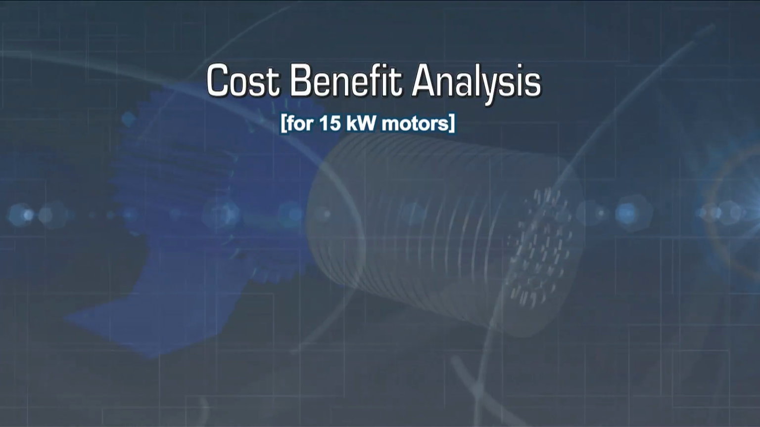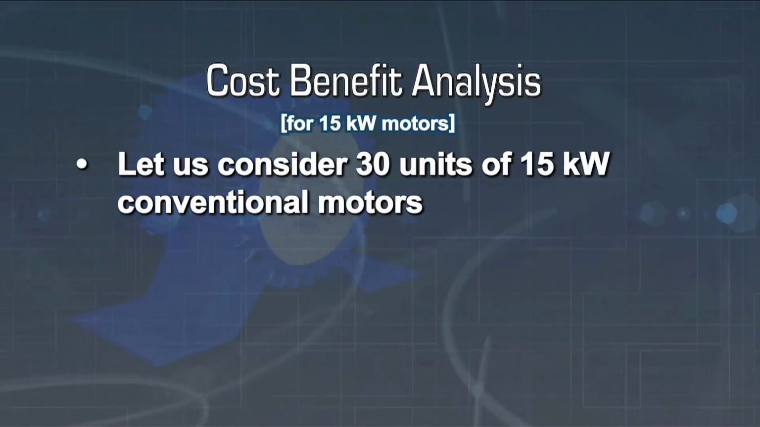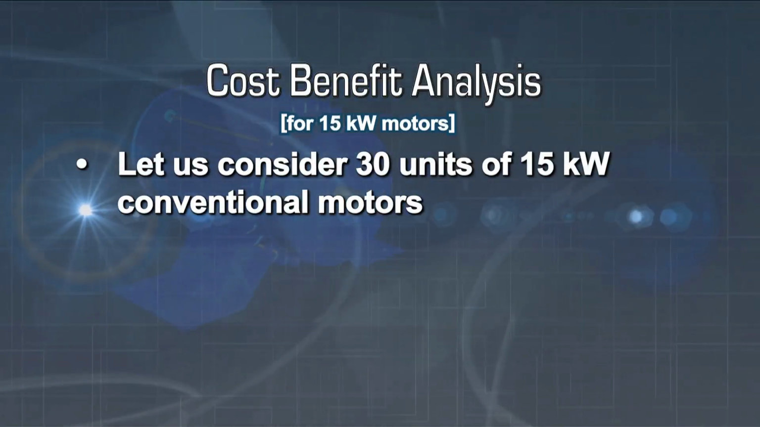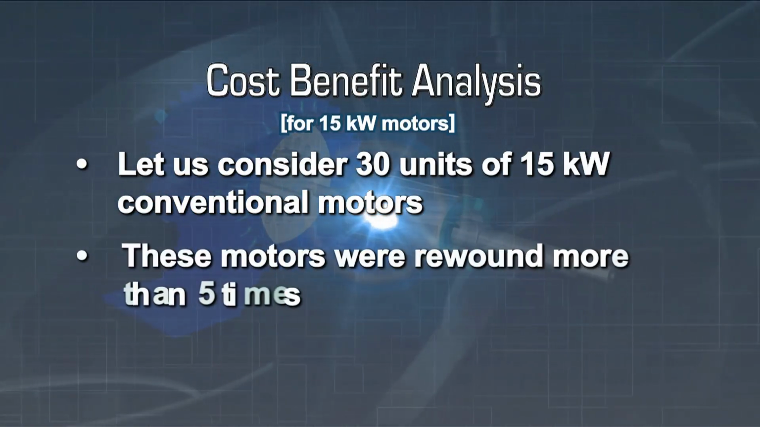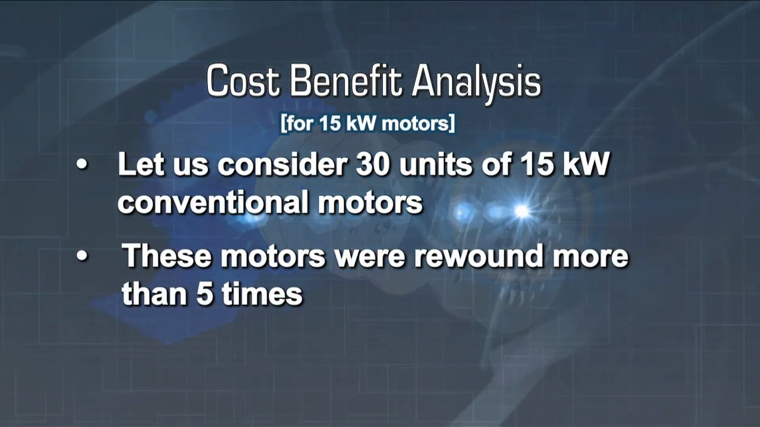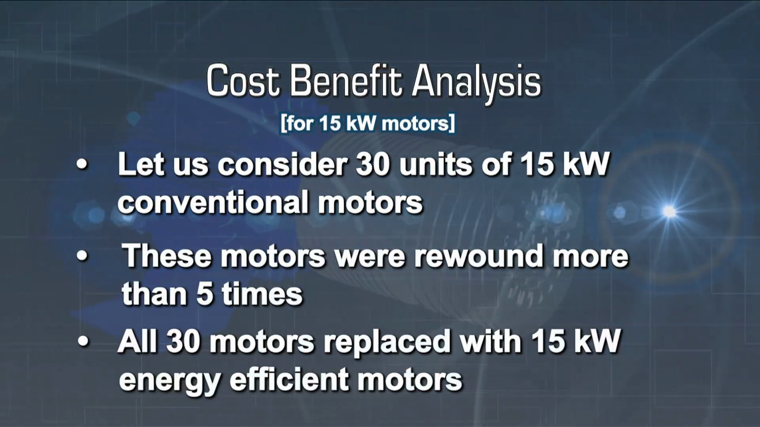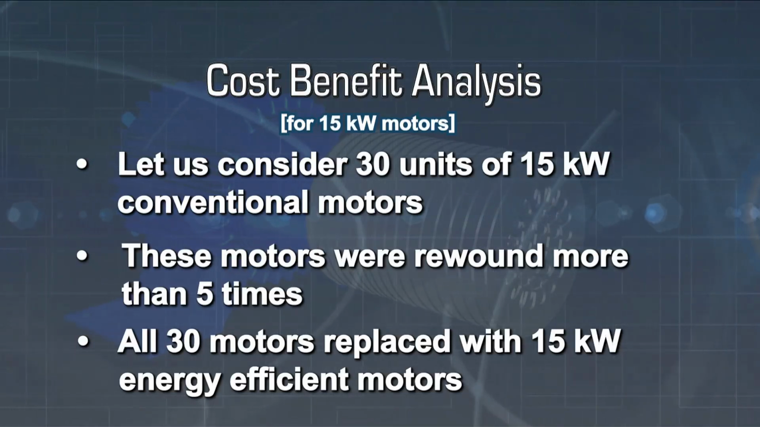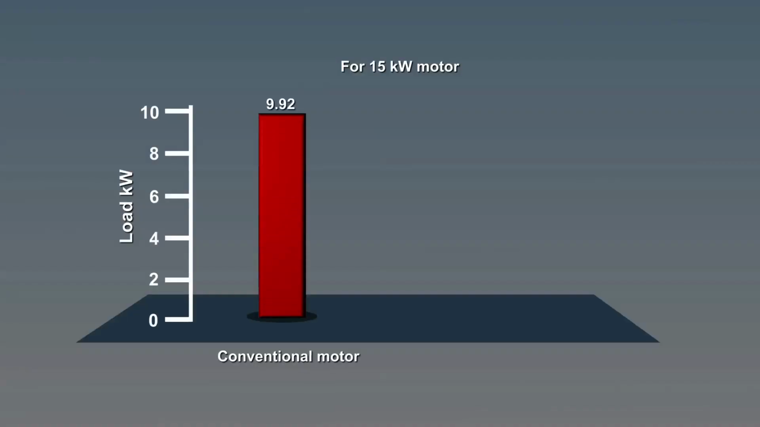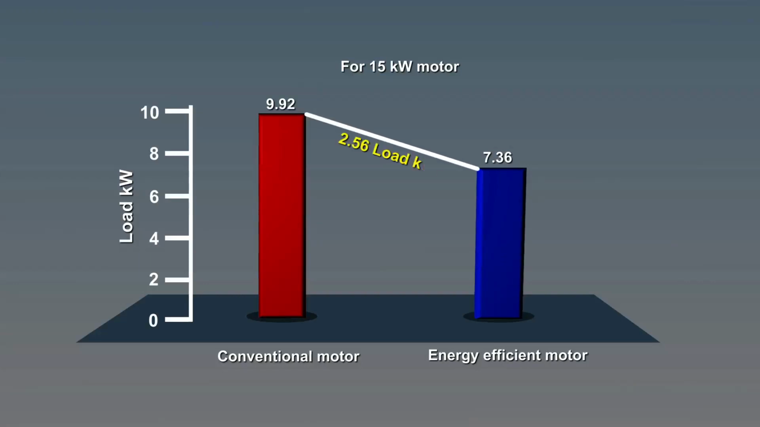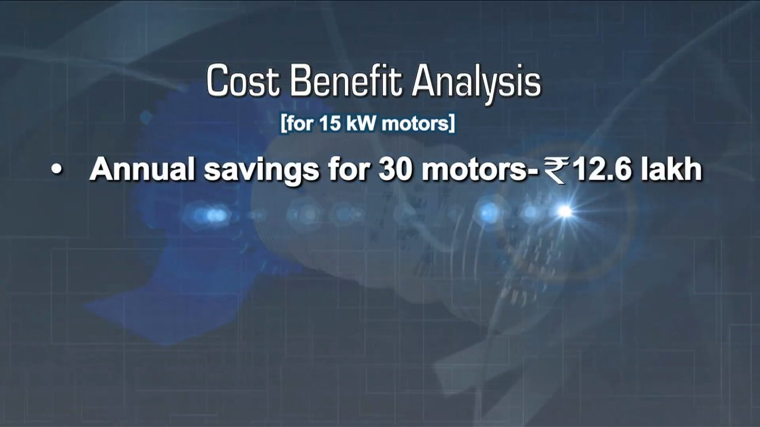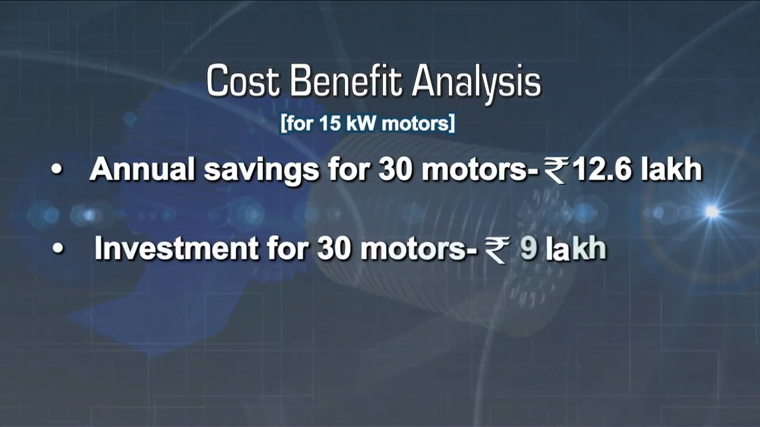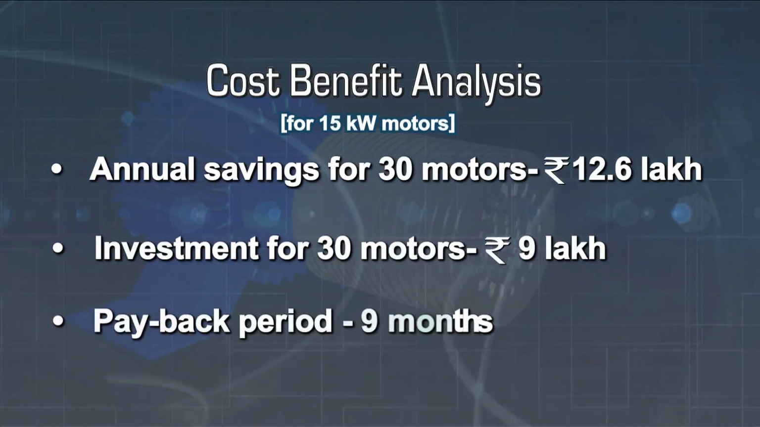To understand this, let us consider that 30 units of 15 kilowatt conventional ring frame motors were operated on a continual basis. These motors were rewound more than 5 times. The plant replaced all the 30 motors with 15 kilowatt energy-efficient motors. The comparison shows that energy-efficient motors consume nearly 1/4 less power than conventional motors. That translates into an annual saving of about 12.6 lakh rupees. Considering an investment of 9 lakh rupees, the payback period would be roughly 9 months.